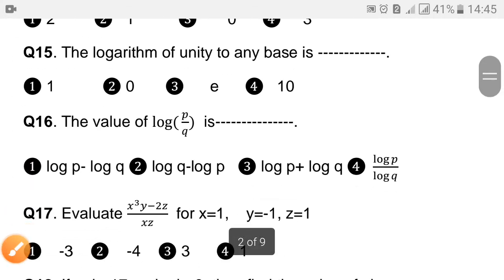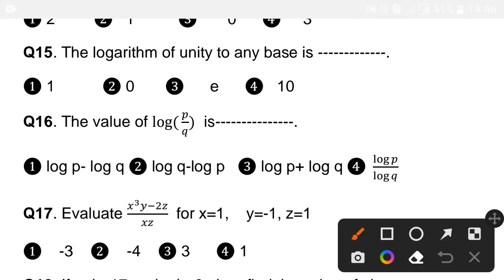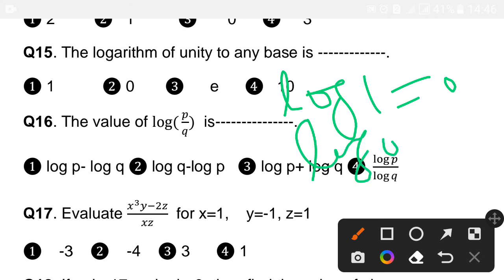Okay, the logarithm of unity to any base is, so the log of 1 is always equal to 0, and the log of 0 is not defined, which is infinity. Log of 0 does not exist, and log of 1 is 0.